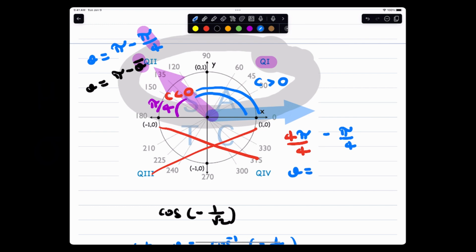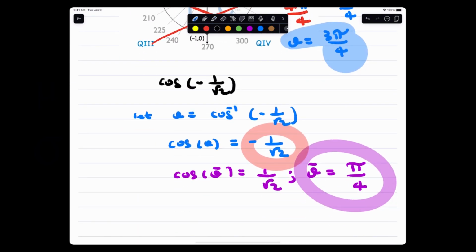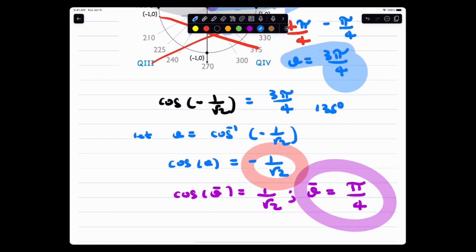So now that means theta is going to be what? 3 pi over 4, ladies and gentlemen. It's a quadrant 2 angle. This is why you need that reference angle, pi over 4. So this is 3 pi over 4 here. So we know this equals what? 3 pi over 4. Do you guys know what degrees that is? Isn't that 135 degrees, by the way? It's 135 degrees. Is that right?